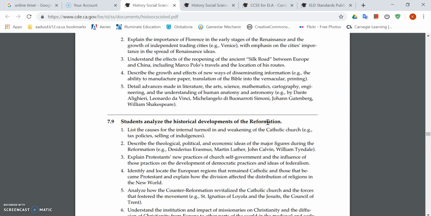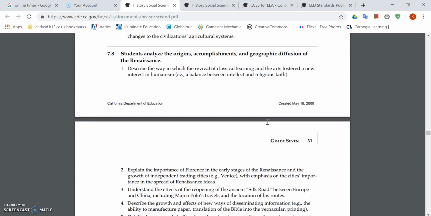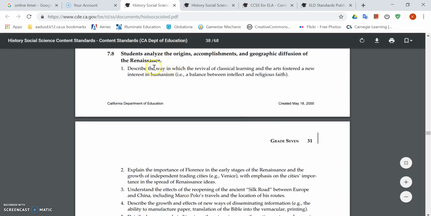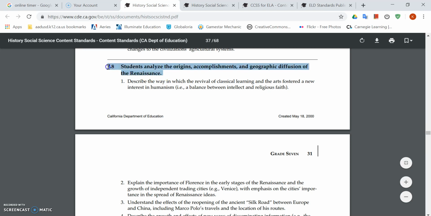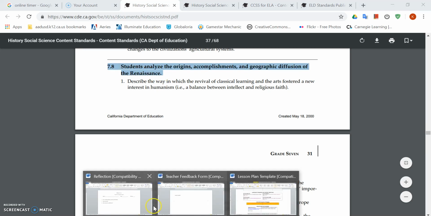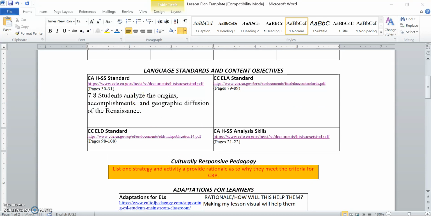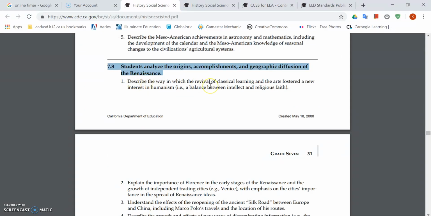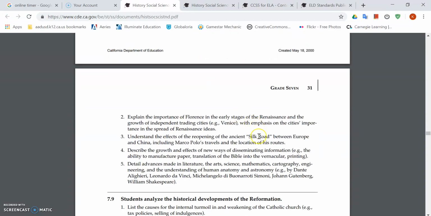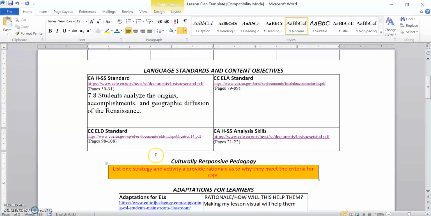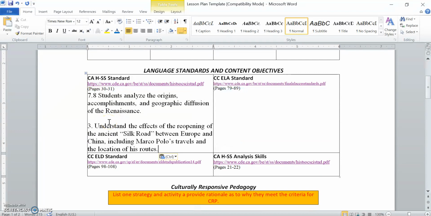So depending upon what your lesson topic is, I want you to copy and paste the general standard, which would be either 7.8 or 7.9, and then find the specific standard that applies to you. For example, in the Renaissance, if you are talking about the Silk Road, or you're talking about Marco Polo's travels, especially because those two go together, you're going to highlight this standard also, copy and paste. And that is it for your California history standard.